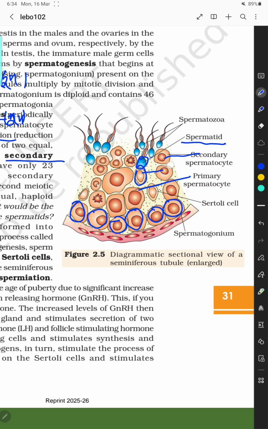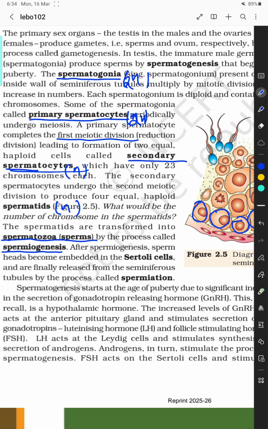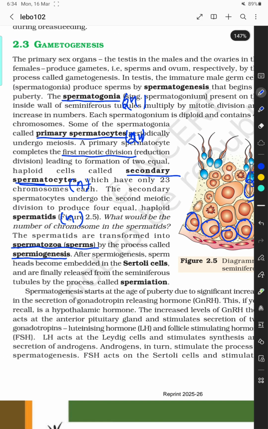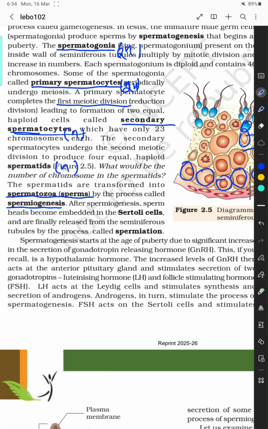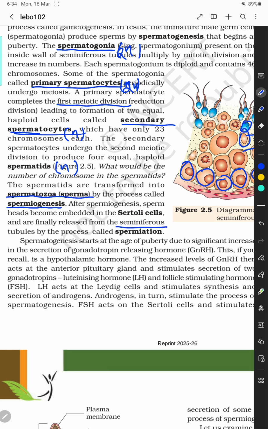So these are the Sertoli cells. They enter into the Sertoli cell to get nourishment, and after differentiation the sperms are released from the seminiferous tubule by a process called spermiation. This is very very important.